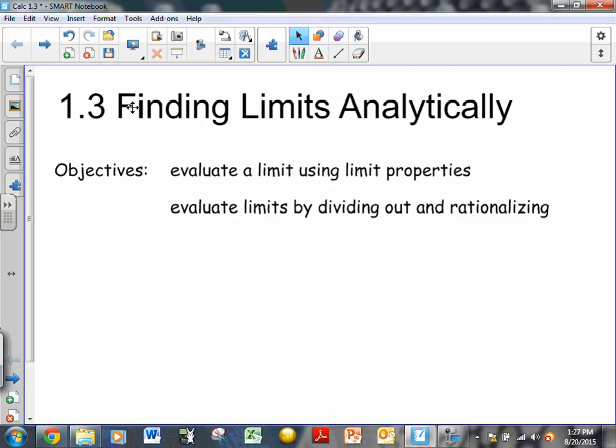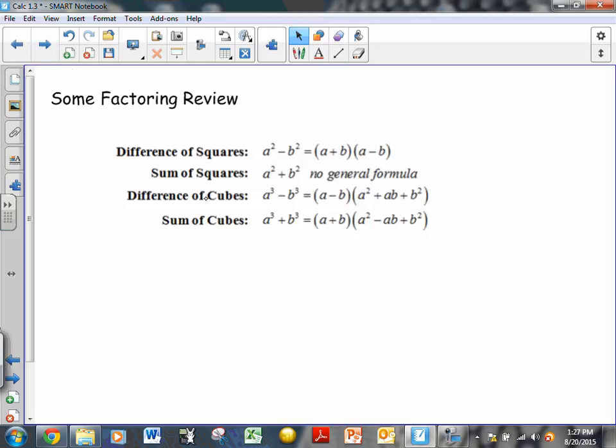You'll know trouble when you see it. But a little review first, some factoring review. Hopefully you've seen these before. Difference of squares, most people remember. If I have a difference of two squares, it's just the square root of each of those, one of them addition, one of them subtraction. There is no formula for a sum of squares if we're factoring.